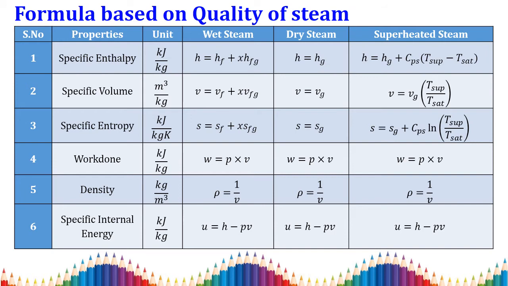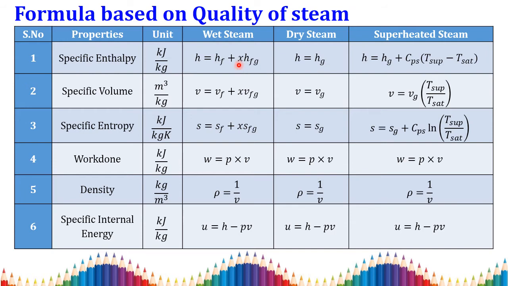Based on the qualities wet steam, dry steam and superheated steam, we should know some of the basic properties and how to use the formulas for them. The first one is specific enthalpy, whose unit is kilojoule per kilogram. If the steam is wet, where the given specific enthalpy is lesser than the saturated specific enthalpy, then h equals hf plus x into hfg, where hf is the specific enthalpy at the liquid stage. This is a combination of both liquid and gaseous vapor, and x is the dryness fraction.